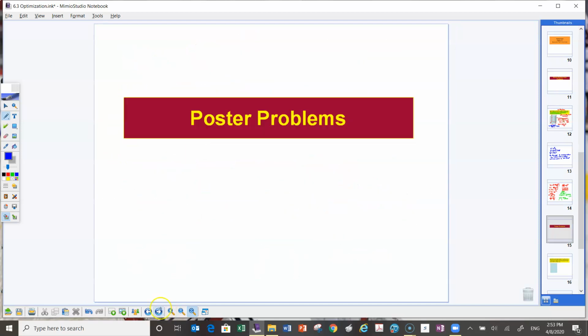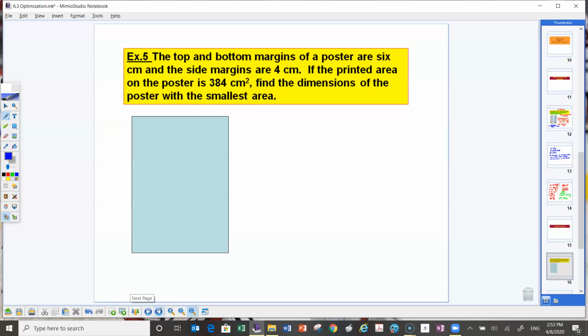Okay, the next type are poster problems. And we have a poster, and it has a margin, and most of the posters that you looked at that are professionally done will have a margin, and it says that there's a margin of 6 centimeters on the top and bottom, and a margin of 4 centimeters on the side.